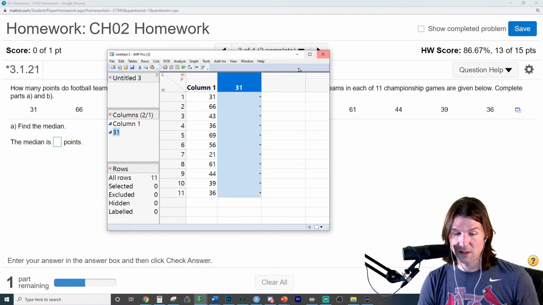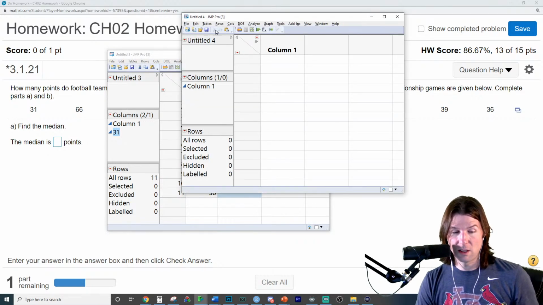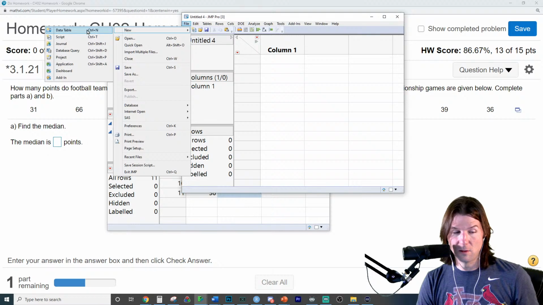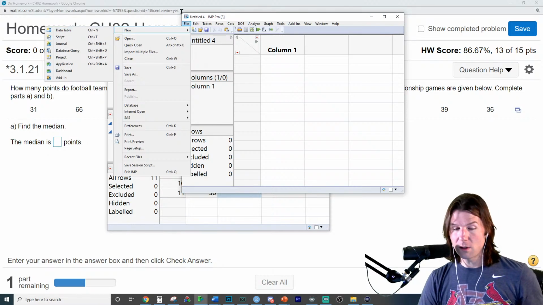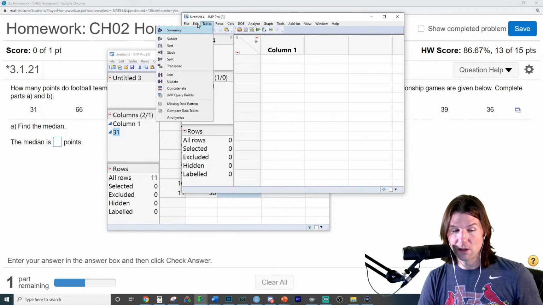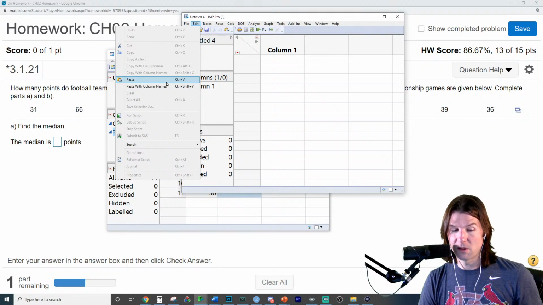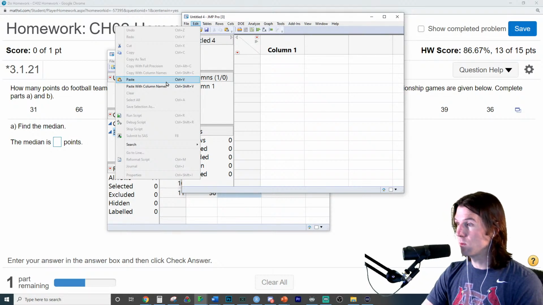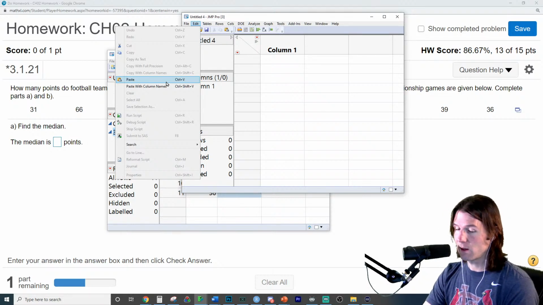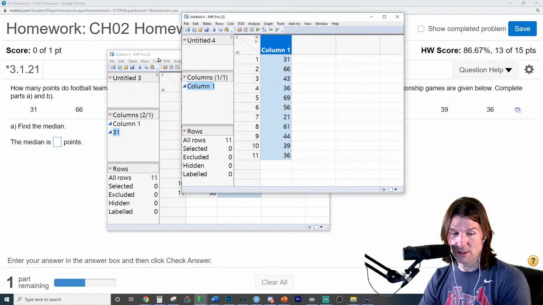So let me repeat this process. You want to start a new data sheet with File, New, Data Table. When you start a new data table, you will either paste or paste with column names. We're just going to paste because we do not have column names, and this is going to make life easier as long as the data works.